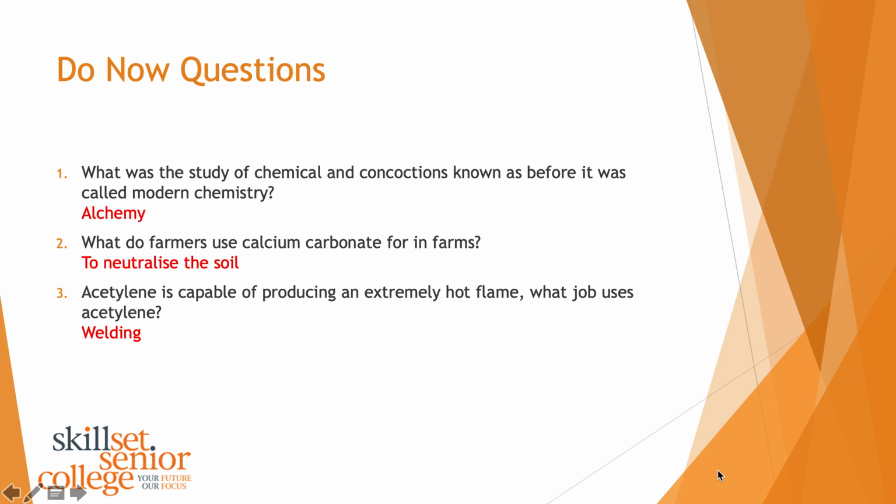So next time you see the school tables, the metal joints look like they've been melted together, and they have, and that's through welding. And we're using this element because it can produce extremely hot temperatures.